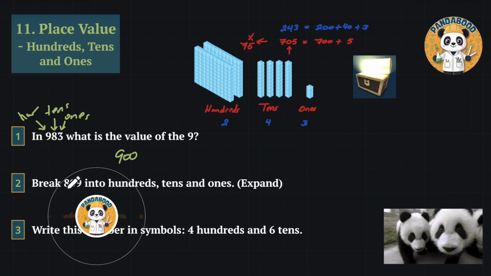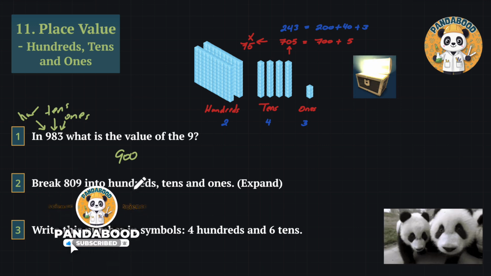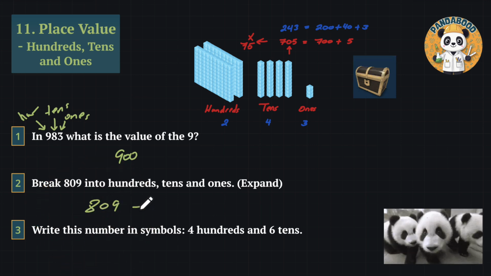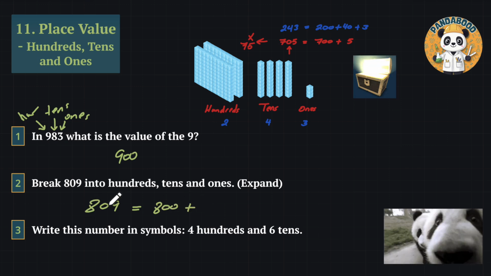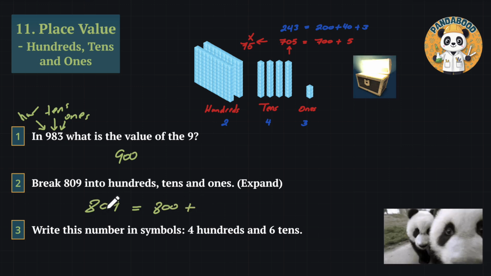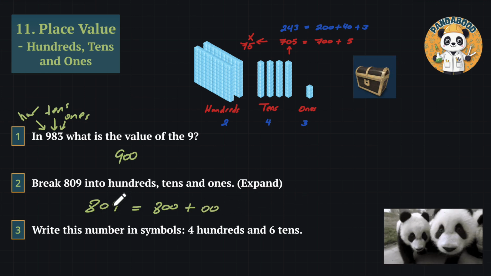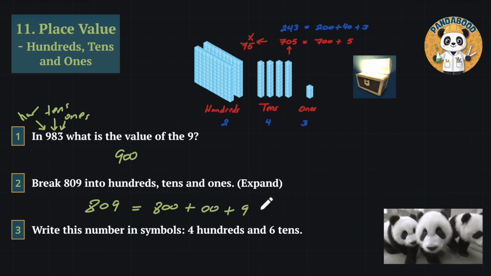Let's break 809 into hundreds, tens and ones. In other words, let's expand it. So 809 could be expanded as 8 in the hundreds, so that's 800, plus the next place is the tens, and since there is nothing here, it's just a 0, you can just write 0, or you can forget about it. And the next one is the ones, is 9, so plus 9, so 809.